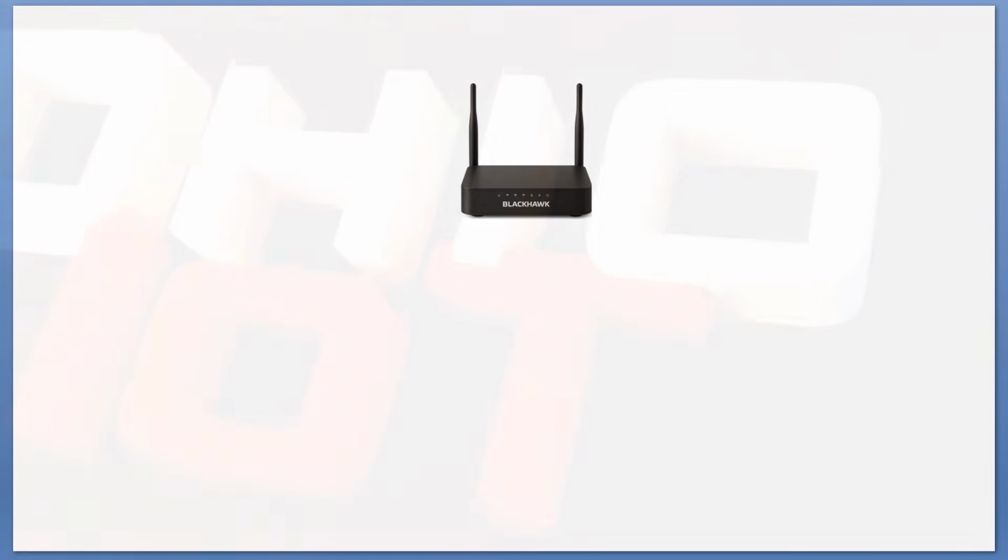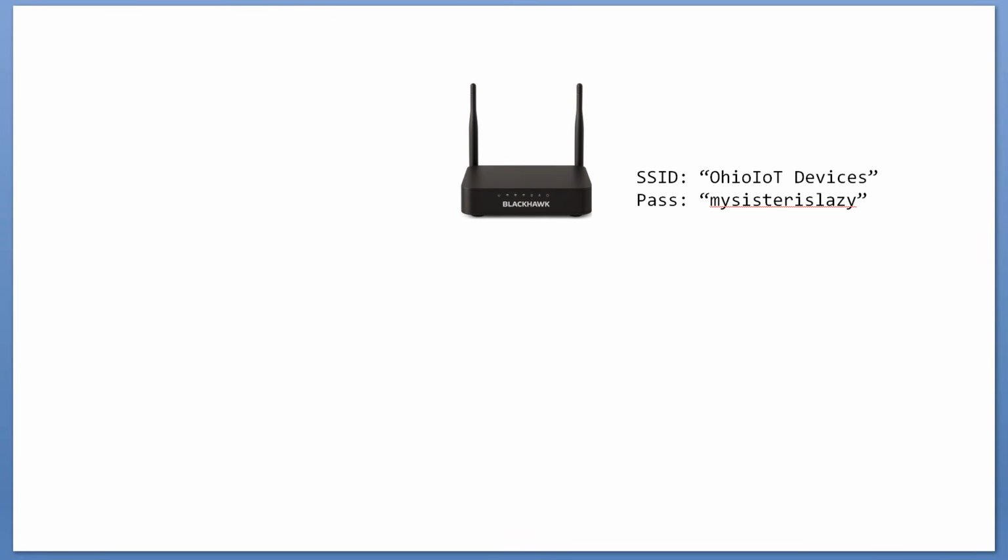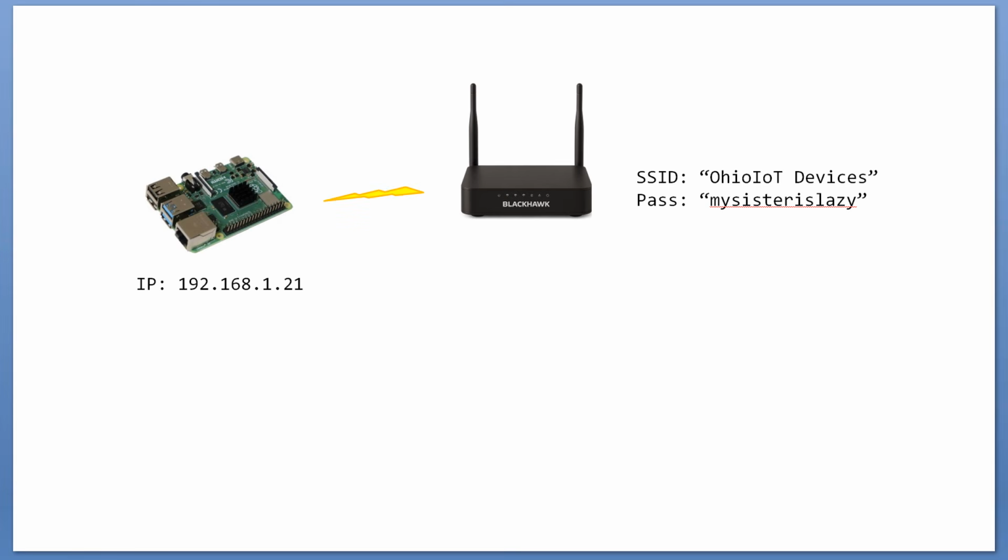We've got our local Wi-Fi network here. It's got some SSID and password. There's a Raspberry Pi attached to that Wi-Fi router. It's got an IP address, and we have a Mosquitto MQTT broker installed, and it's exposed on port 1883.